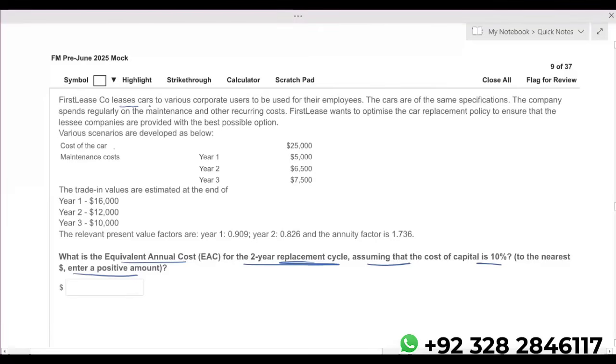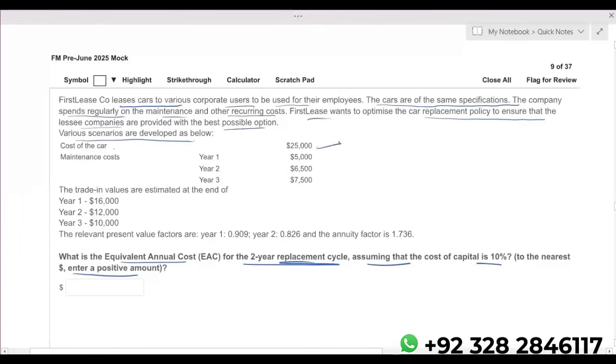First Lease company leases cars to various corporate users to be used for their employees. The cars are of the same specification. The company spends regularly on maintenance and other recurring costs. First Lease wants to optimize the car replacement policy to ensure that the lessee companies are provided with the best possible options. Various scenarios are developed as follows.